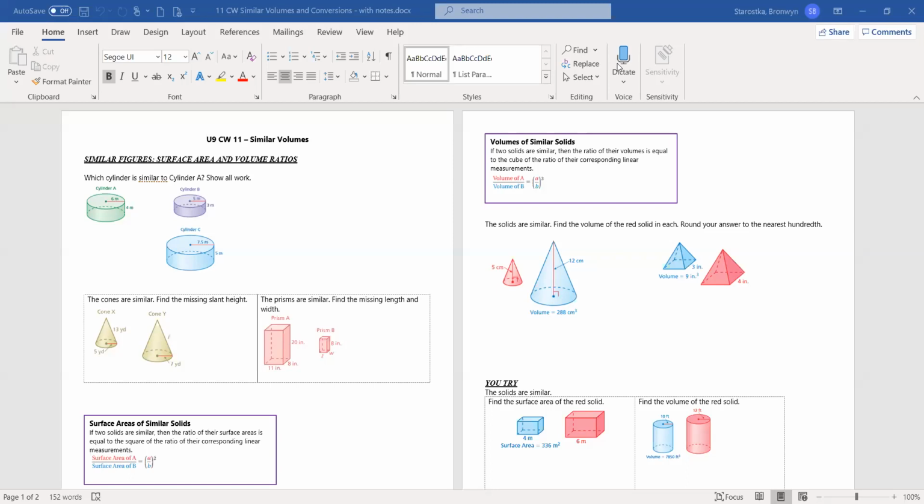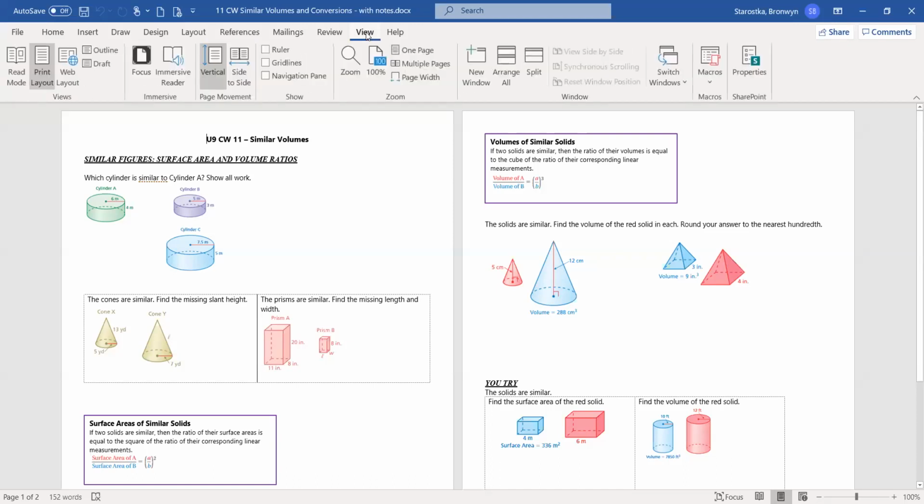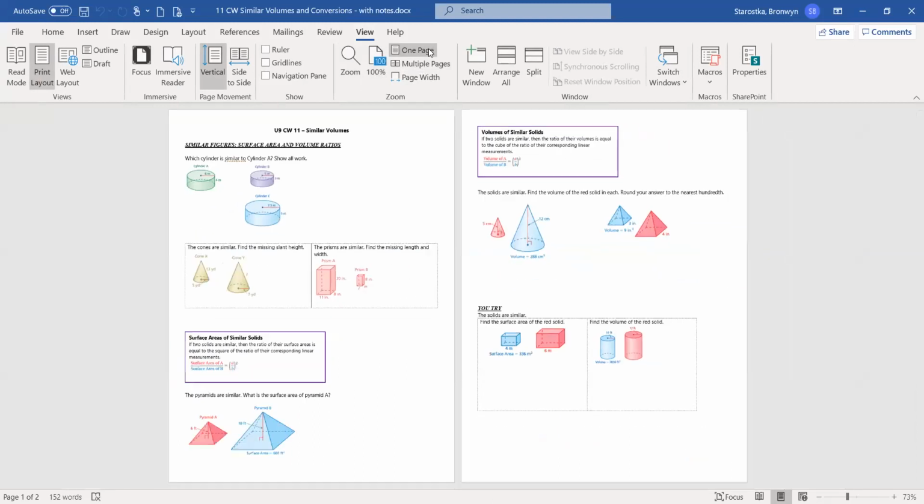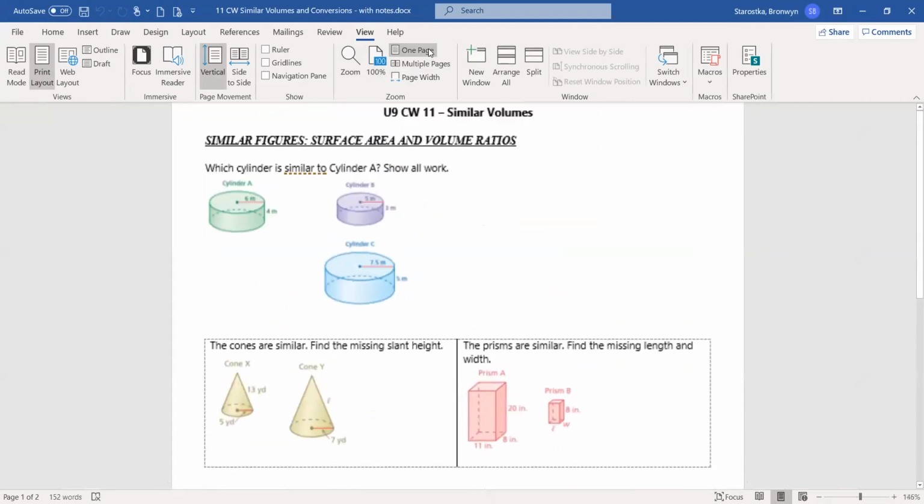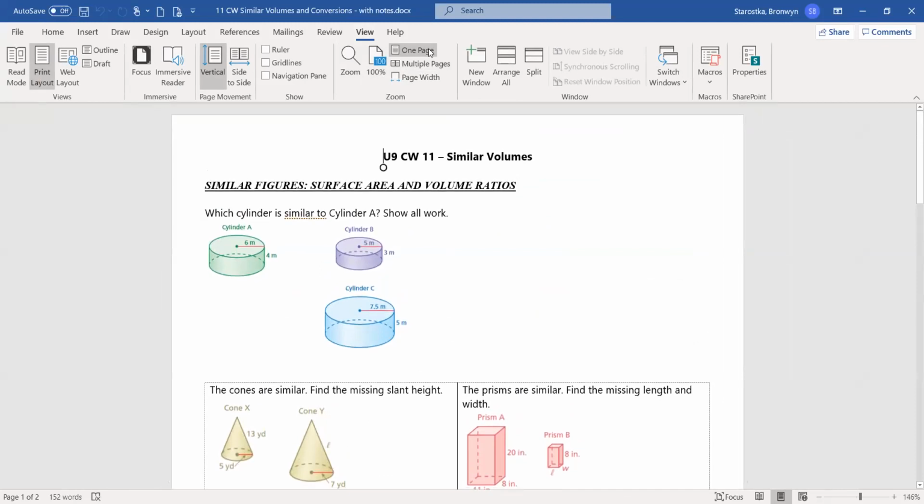Unit 9, classwork 11, volume. So we're going to talk about similar volumes. So recall similar figures, surface area and volume ratios. So the question is, which cylinder is similar to cylinder A? Show all work.